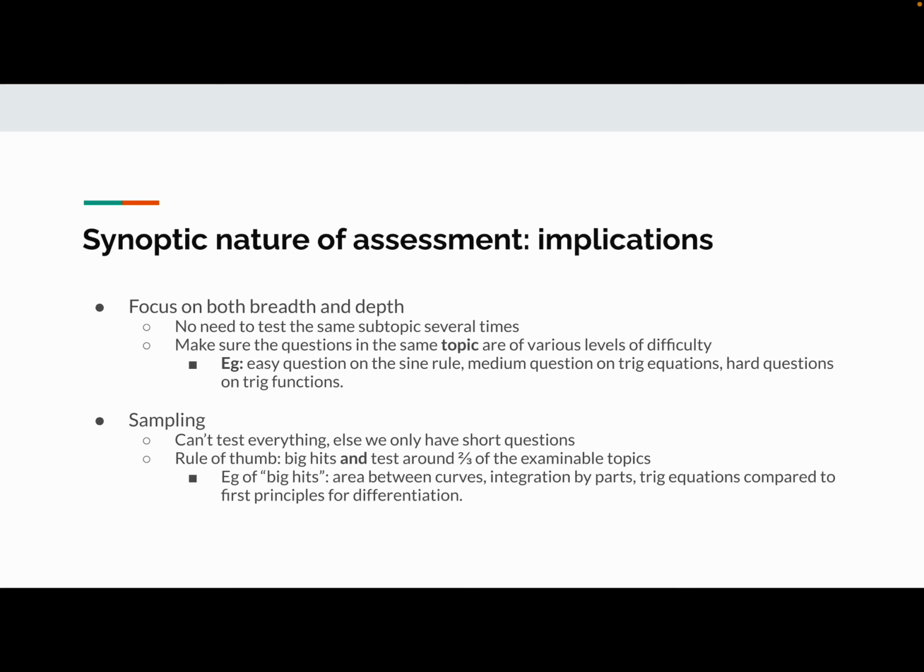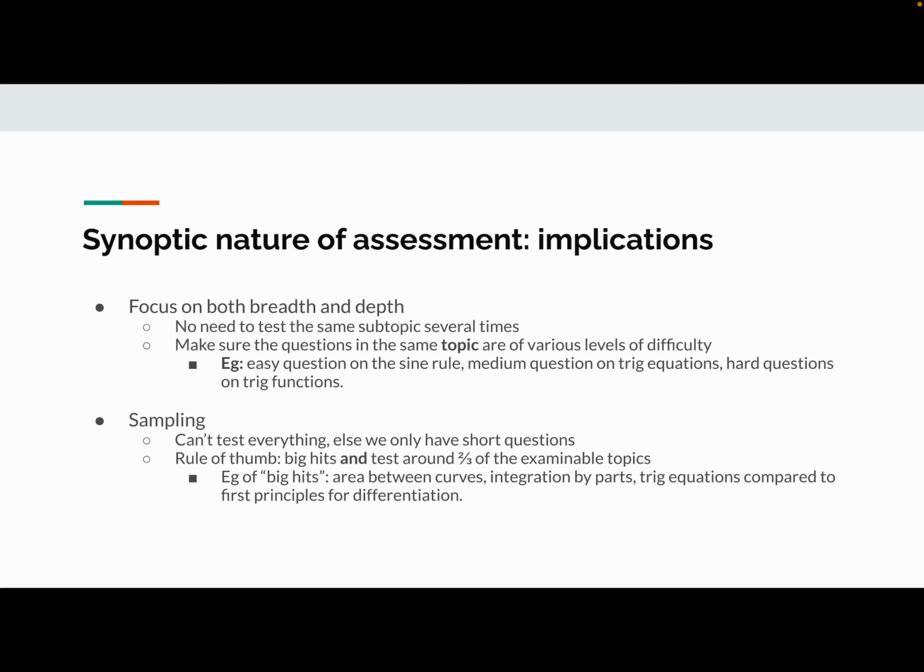Okay, back to this. A second implication is on sampling. Since we cannot test everything, as we only have short questions like in GCSE, we have to be a bit more selective in what we choose to test, and this usually includes big hits.